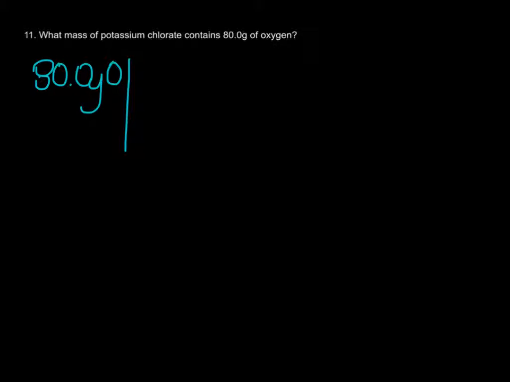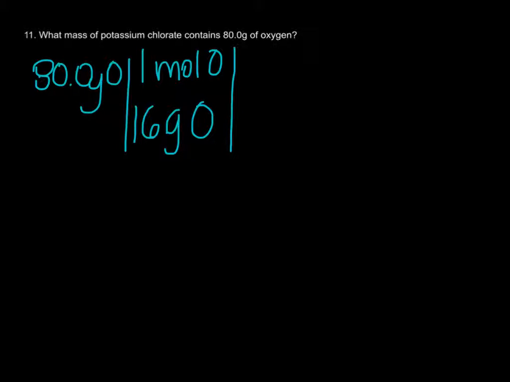Okay. Then I would convert my grams of oxygen to moles of oxygen. So 16 grams of oxygen are in 1 mole of oxygen. Okay. So now our grams of oxygen cancel, so now we're at moles of oxygen.